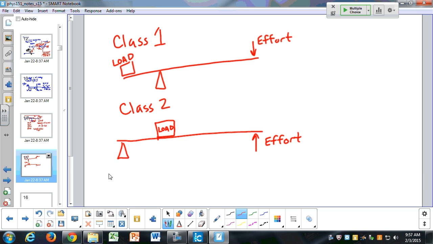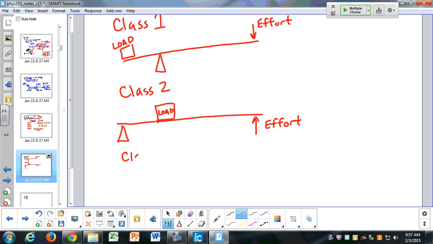And then my class 3 lever looks like this. There's my fulcrum. My effort is here, so that's the force that you're applying. And then your load is here. All right, so those are our 3 classes of levers.